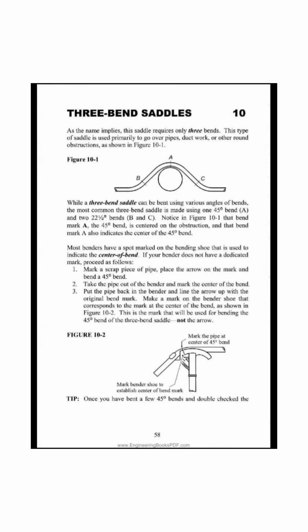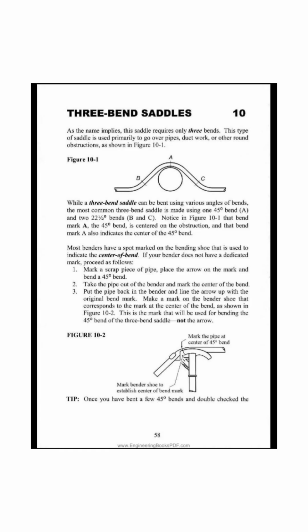Notice in figure 10-1 that bend mark A, the 45 degrees bend, is centered on the obstruction, and that bend mark A also indicates the center of the 45 degrees bend. Most benders have a spot marked on the bending shoe that is used to indicate the center of bend. If your bender does not have a dedicated mark, proceed as follows.